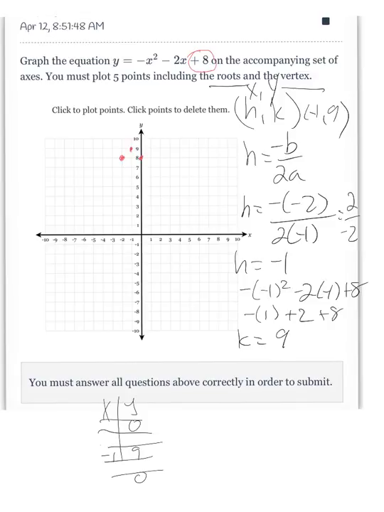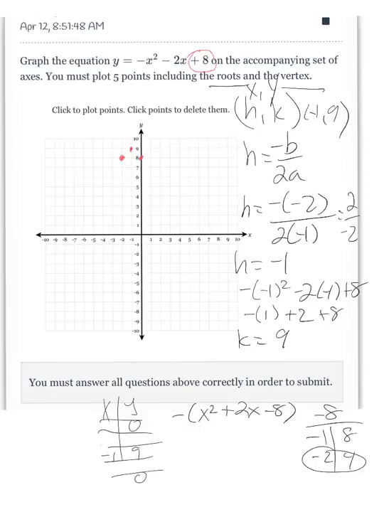First thing I notice is all of my leading coefficients negative, so I'm going to factor out that negative, and basically I'm just going to flip all my signs. Then from here, a times c is negative 8. Factors of negative 8 that would add to give me positive 2 would be negative 1, positive 8, negative 2, positive 4. So these are my factors.